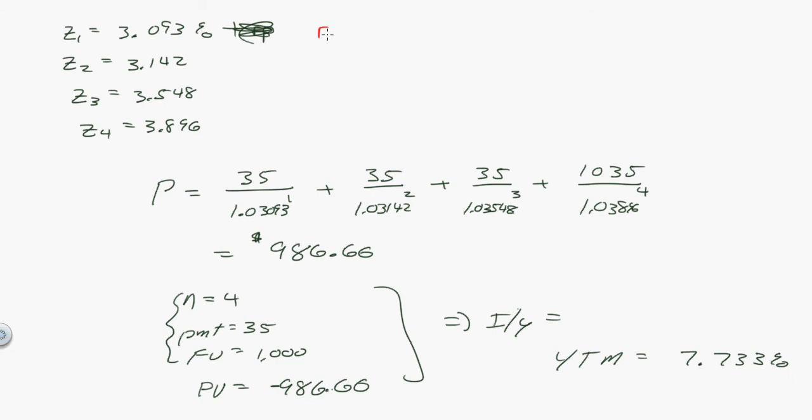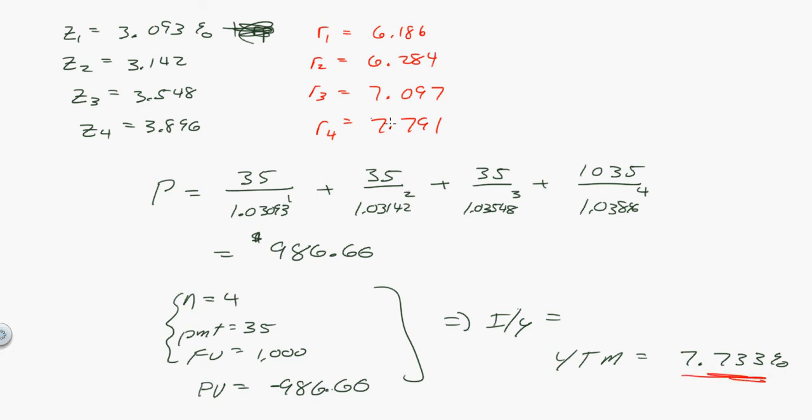If I have R1, R2, R3, and R4, so I'm stating the 6-month spot rate in annual terms is 6.186%. The 1-year spot rate is 6.284%. The year and a half spot rate is 7.097%, and the 2-year spot rate is 7.791%. What's this yield to maturity going to come out to be?